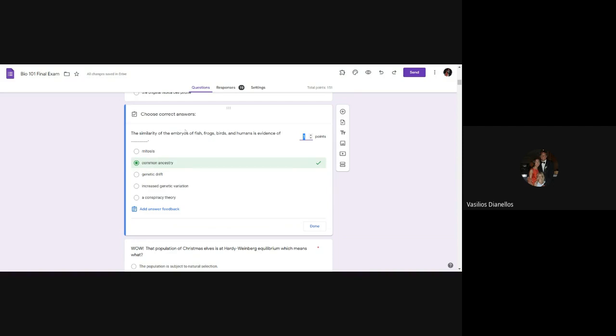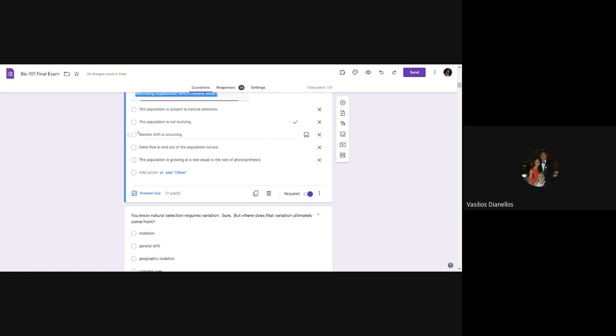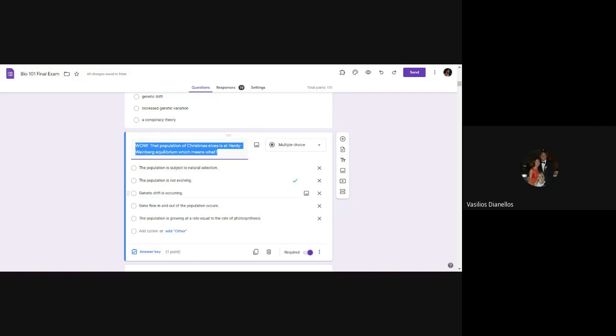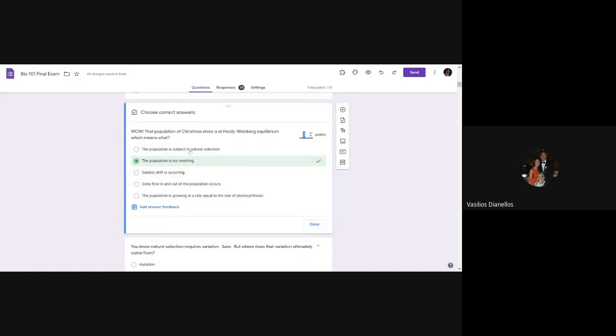So anyway, moving forward. Wow, that population of Christmas elves is at Hardy-Weinberg equilibrium, which means what? So in other words, this question is asking you, what is the Hardy-Weinberg equilibrium? So let's look at the choices. The population is subject to natural selection? No, because Hardy-Weinberg equilibrium means it's not evolving. It's not changing at all. And if it was subject to natural selection, it would be changing.